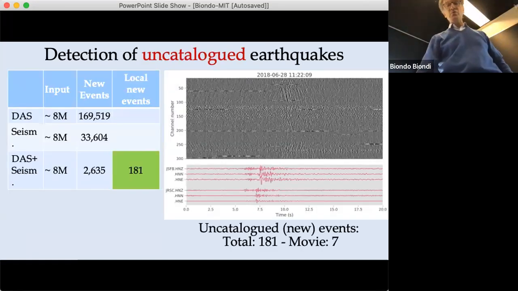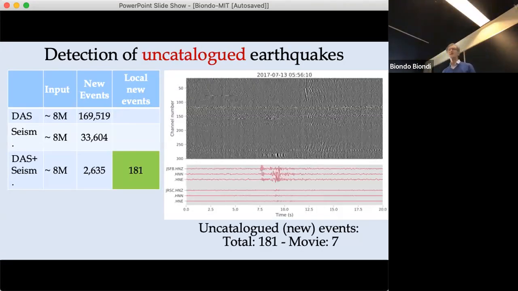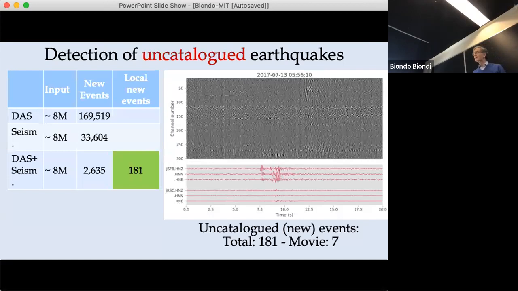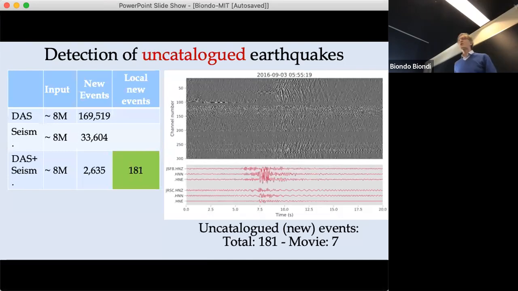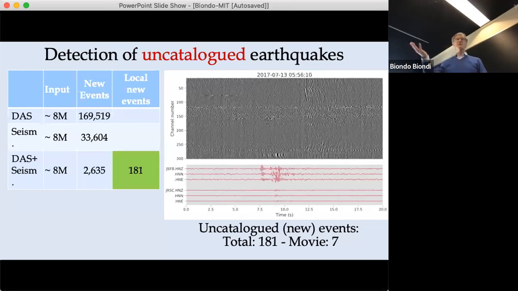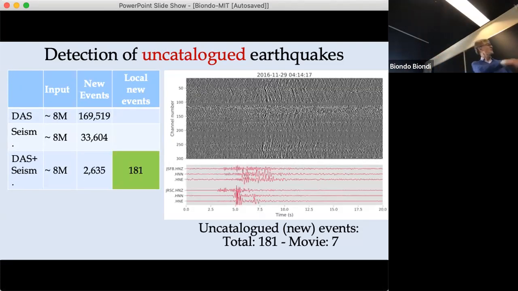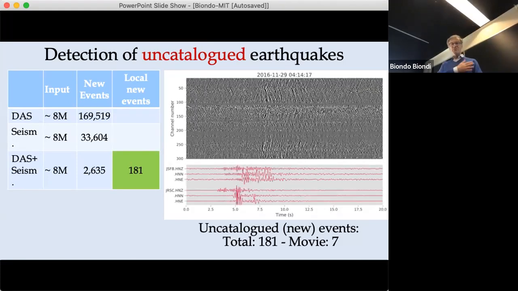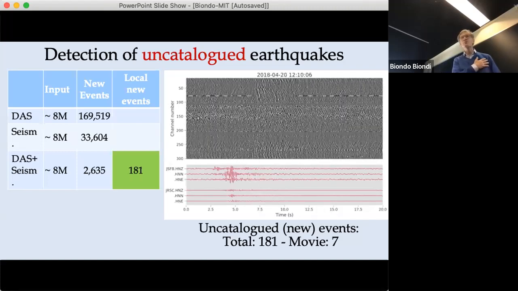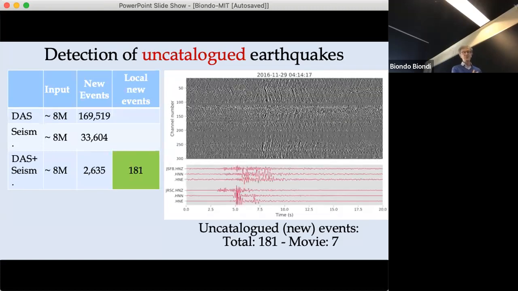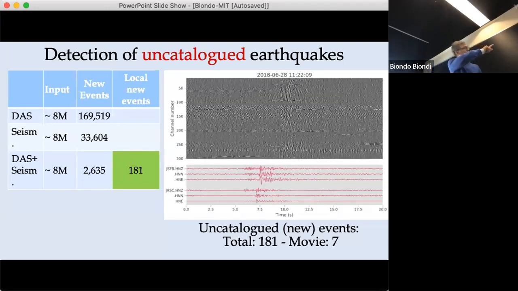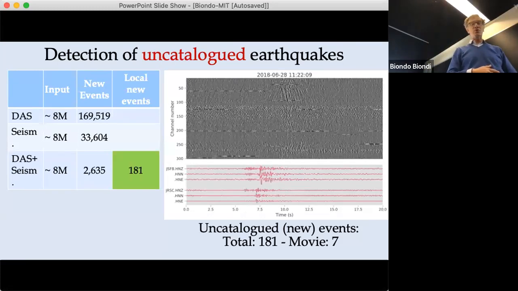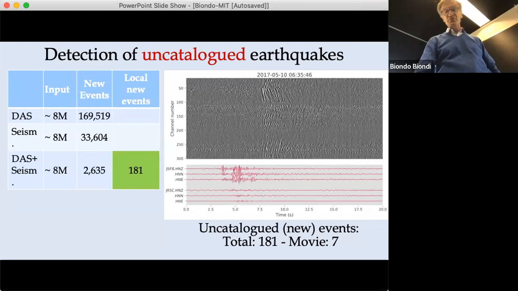But even more interesting, we got quite a bit of events that were not in the catalog. In particular, 181 events that were not in the catalog. And for most of them, after you look at them, you can see that indeed they're local seismic events. Here I have a simple movie of seven of them. And you see that there is some coherent signal that tells you that this is a smaller earthquake. And of the six traces below, these are the two seismometers very close to Stanford, and the three component seismometers.